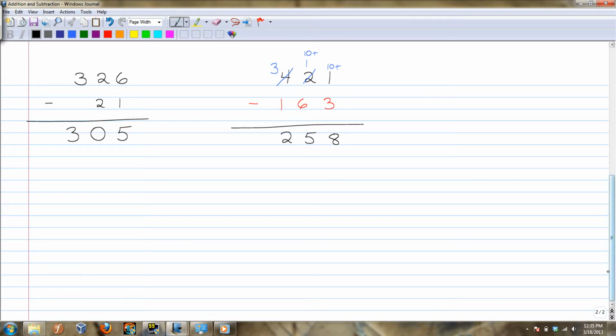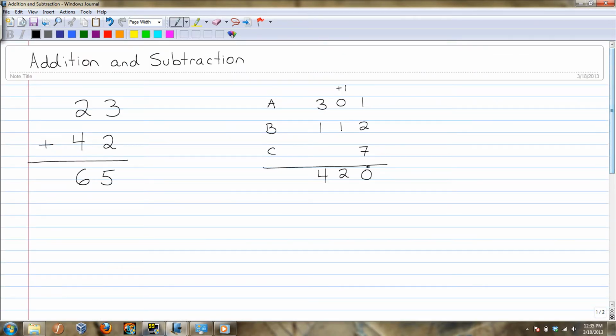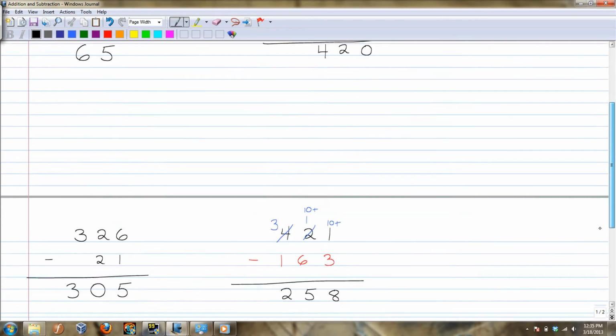The system we saw on top, where we had too many, so we pushed them over, people call that carrying the 1. We're actually moving them over. This is a very cool product of the base 10 number system. Because we have such a cool system, we can do that, and it's really neat.